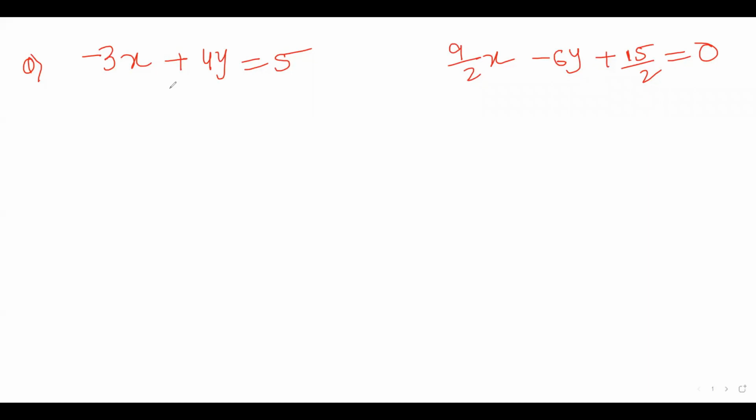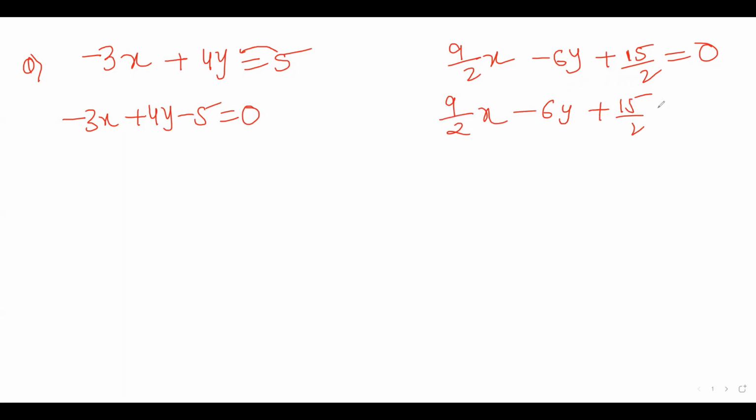In the next question, two equations are given: minus 3x plus 4y is equal to 5, and 9 by 2x minus 6y plus 15 by 2 is equal to 0. First of all, let us transpose this 5 to the other side. So minus 3x plus 4y minus 5 is equal to 0 is the first equation, and 9 by 2x minus 6y plus 15 by 2 is equal to 0 is the second equation. If you want, you can write 9 by 2 as 4.5 and 15 by 2 as 7.5 in decimals, or else just continue in standard form.